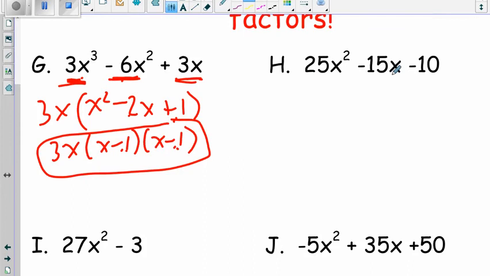On this next one, we're going to take a look. Looks like I can factor only a 5 out. So then I'm going to get 5x here, squared still, minus 3x, minus 2. So now we have to remember this is going to be part of the answer. I'm going to put it way down here.